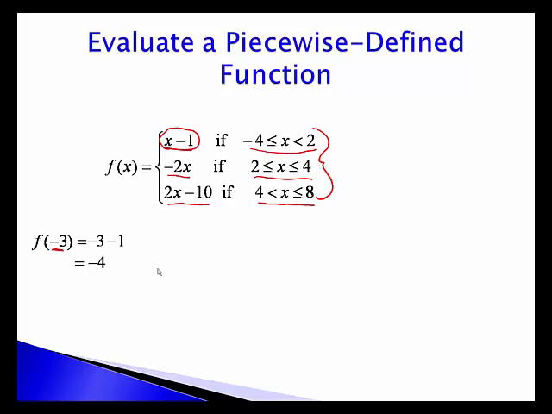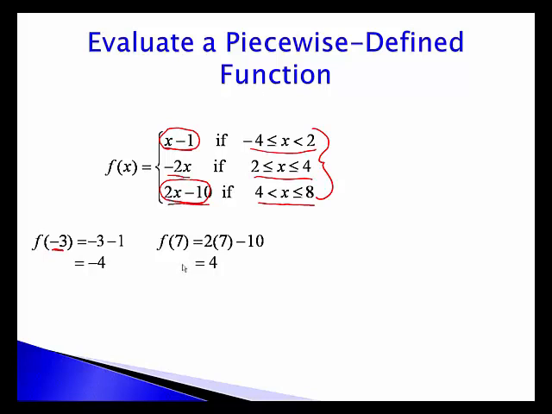Let's evaluate again. This time we want to evaluate f of 7. Once again, the first thing I have to do is figure out which one of these pieces that this number falls into. Well, is 7 between -4 and 2? No, it's not. Is 7 between 2 and 4? No, it's not. Is 7 between 4 and 8? And the answer to that is yes, it is. So we will use this part of the function to evaluate this time. So we'll plug our 7 in. So we'll have 2 times 7 minus 10. And when we evaluate, we'll get 4.